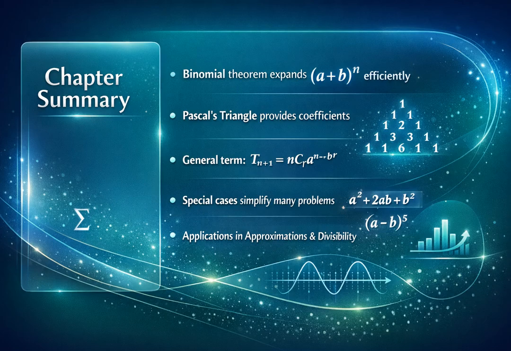In this chapter, we learned that the binomial theorem efficiently expands (a+b) to the n. Pascal's triangle provides the coefficients visually. The general term is t subscript r plus 1 equals nCr times a to the n minus r times b to the r. Special cases like (1+x) to the n simplify many problems. Applications range from approximations to divisibility proofs. Thank you for joining Chapter 7 on the binomial theorem.